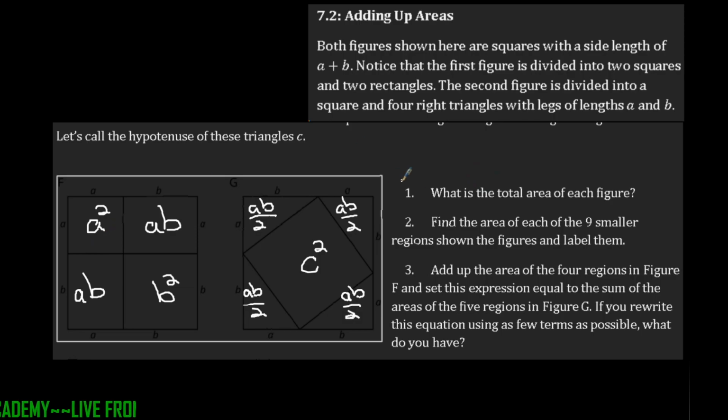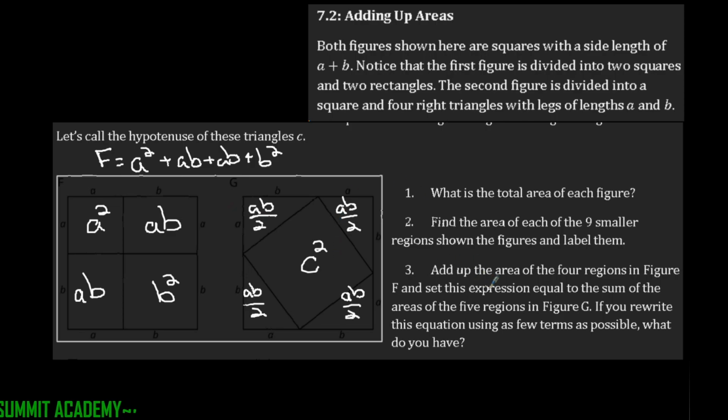So for the first one, let's say this is F. For F, we're going to say it's going to be each of these added together. So I have A squared plus AB plus AB and plus B squared. And we're saying, should that be equal to the area of the other square? So we're trying to figure out, are both of these squares, figures F and G, the same? So then this part we already did because we found the area of each of these.